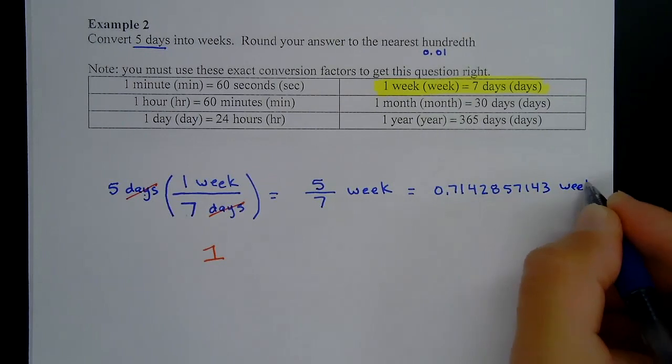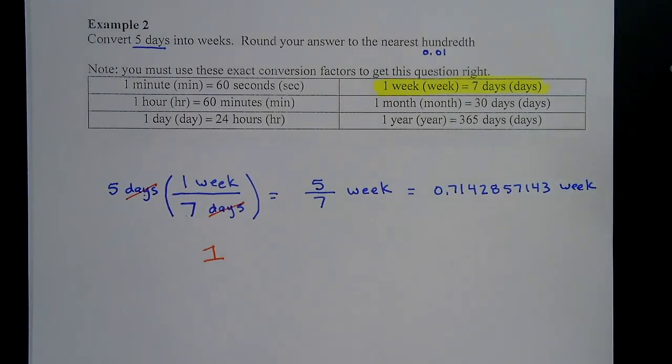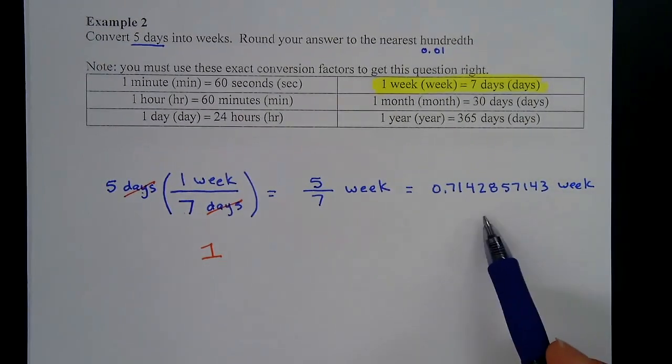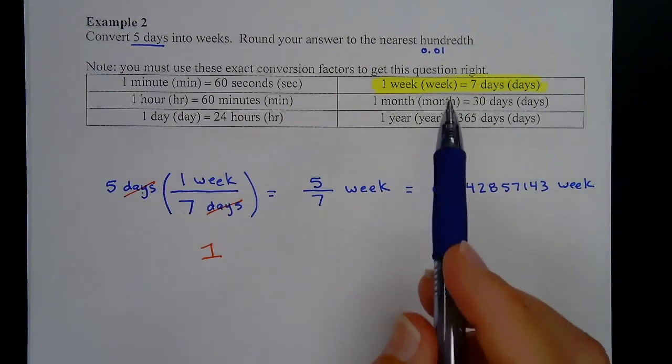Now, we're going to learn in physics that you don't want that many decimal places. There's no way we can measure that far out, and that's going to be lessons for next week. But right now, let's just go ahead and write it.